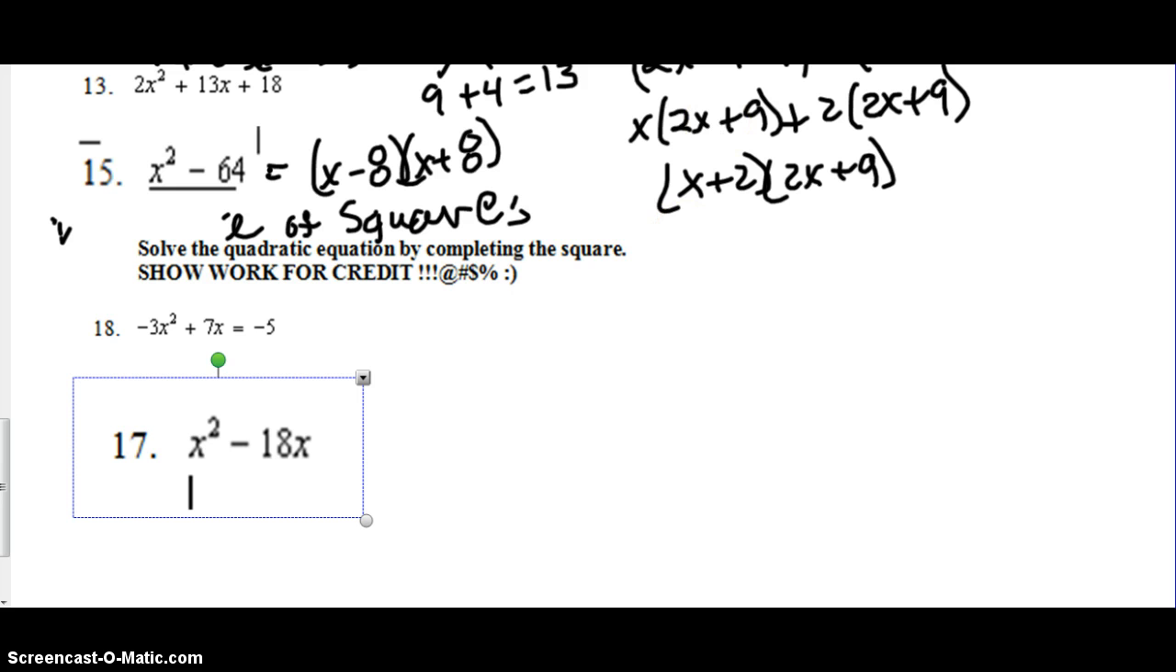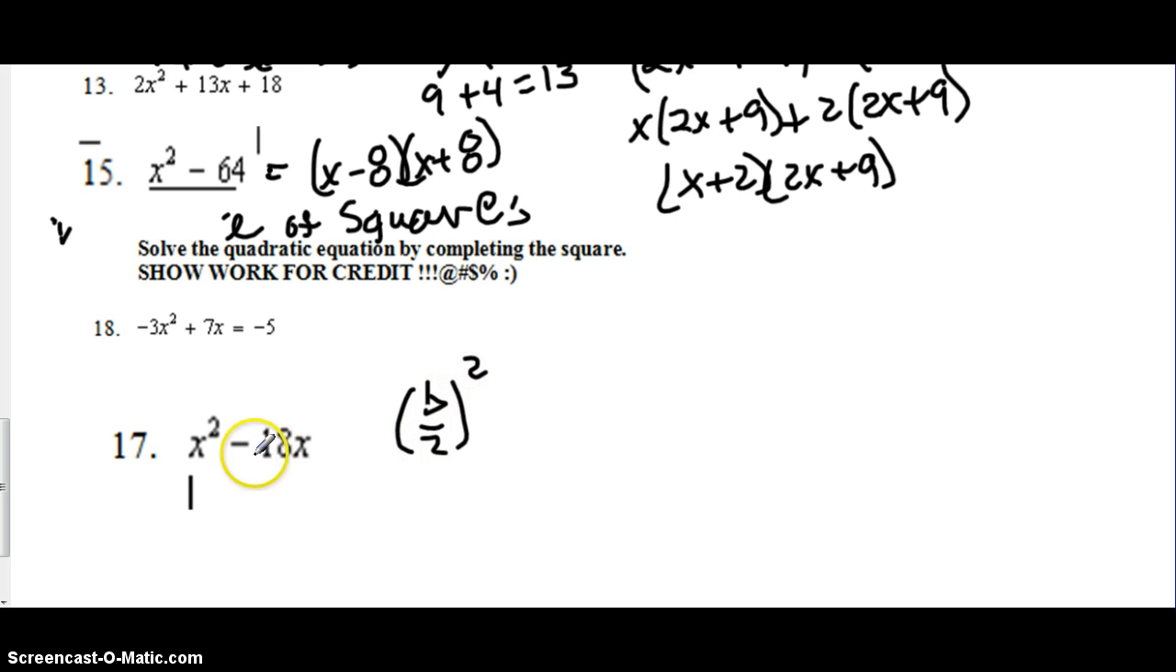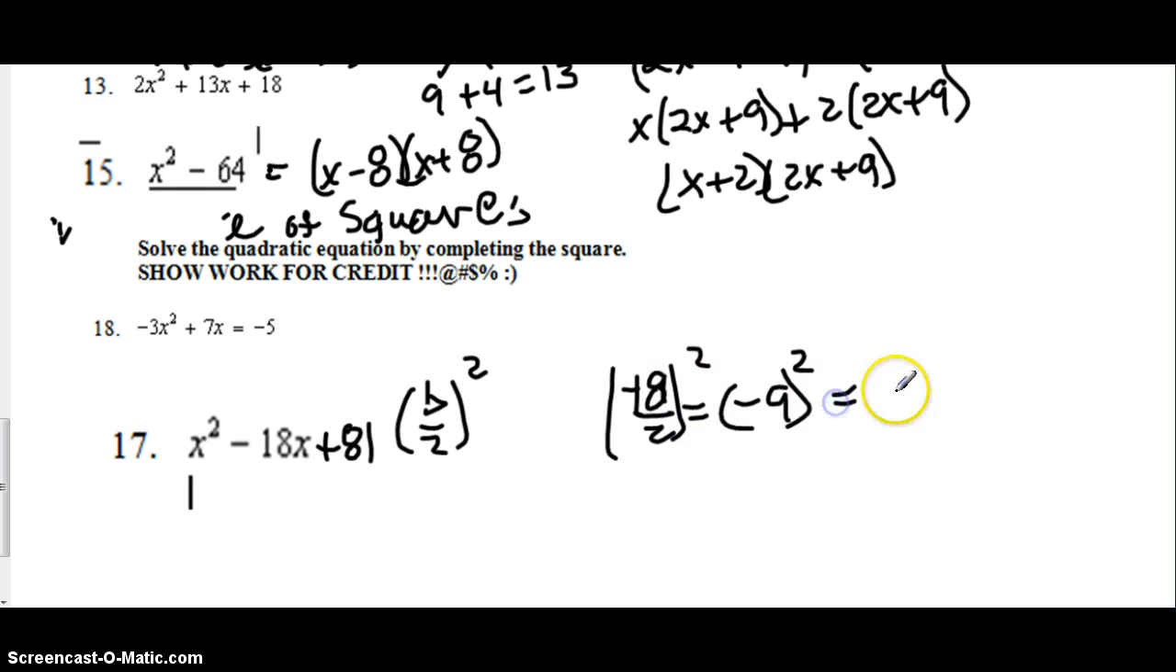So we're still going to have to find half of b squared. So half of b is negative 9. Square that, that's going to be 81. Again, negative 18 divided by 2 is going to equal negative 9. And we're still going to have to square that. And that's where we get our 81 from. It's called completing the square.